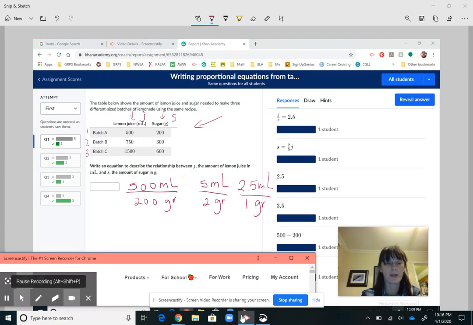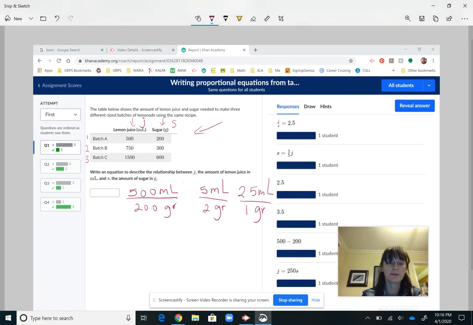And now we can write an equation. And we need to use J and S, and they're related. So we need to figure out how they're related. So J is 2.5 for sure, and S is grams, 1 gram. That's one way to label it. I know this is J, that's what I chose in the story, and this is going to be S, that's what I chose in the story again.